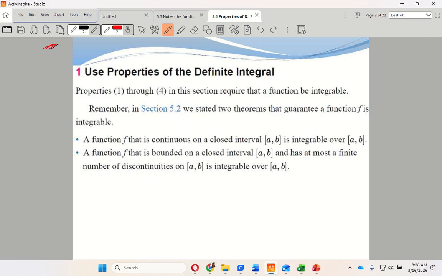Say that two theorems guarantee a function f is integrable: a function that is continuous on a closed interval is integrable from a to b. So it has to be able to take the integration on a, what type of interval is that? Closed. Okay. A function that is bounded on a closed interval, a to b, and has at most a finite number of discontinuities. Now, what does finite mean? Limited number of discontinuities. So we could still do this with piecewise functions.